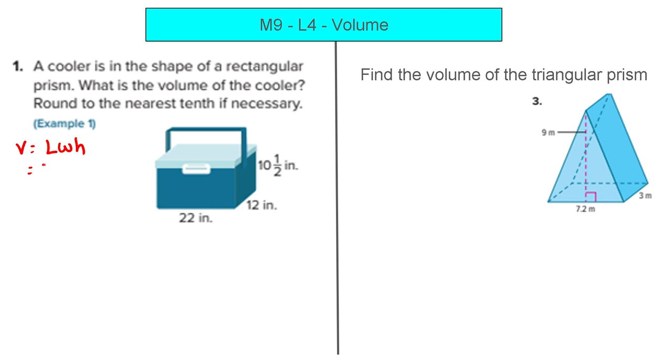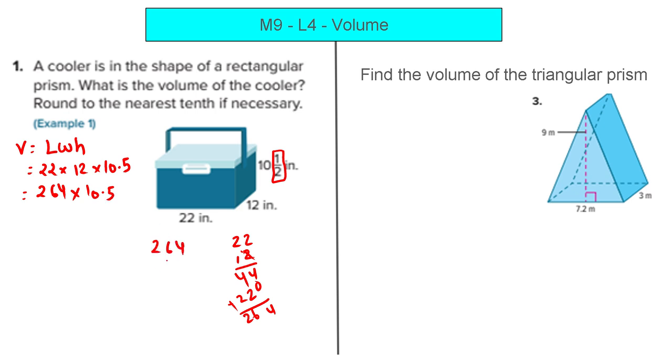What is the length? 22. What is the width? 12. What is the height? 10 and a half. Now this half is 0.5. So I will directly write it 10.5. Okay. 22 times 12. So 22 times 12, 2 times 2 is 4, 0 here because the 2 is finished now. Times 1, plus here 4, here 6, here 2. So 264, right? 264. Any problem?